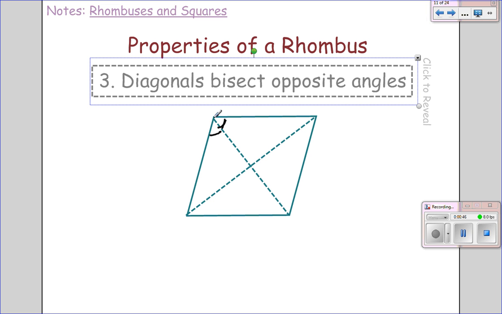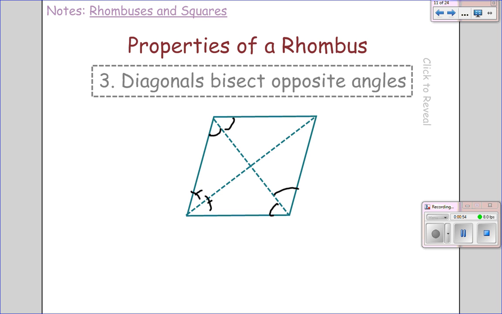So this diagonal cuts the angle in half, so this piece is congruent to this piece, this is congruent to this, and this piece is congruent to this piece, because the diagonals bisect those angles. So of course, if I told you one of these angles, you could find the 90 and the other one here.